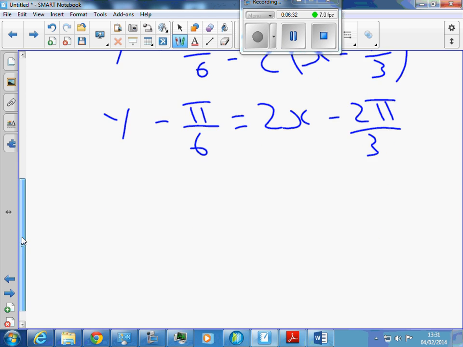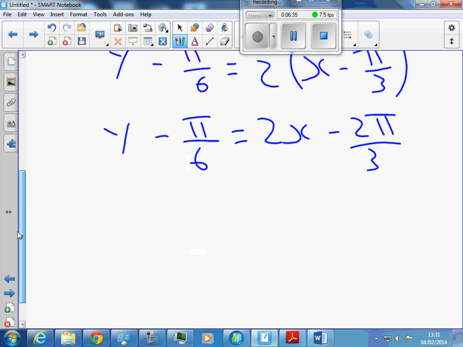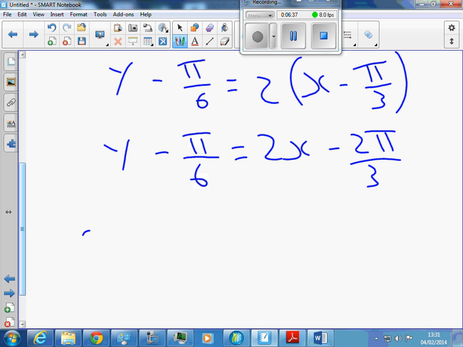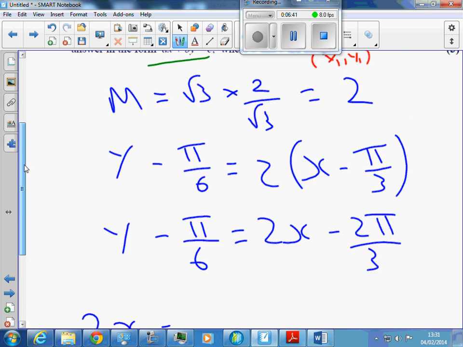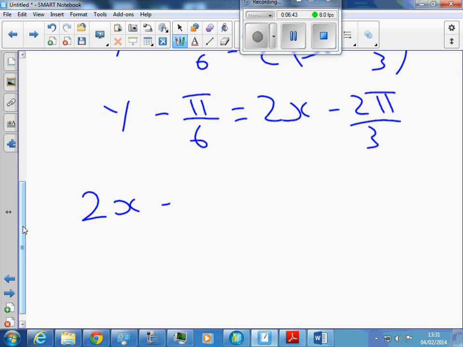I take everything to the right-hand side. It's 2x minus y is equal to 3 pi by 6. Is that right? 3 pi by 6, which is pi by 2.